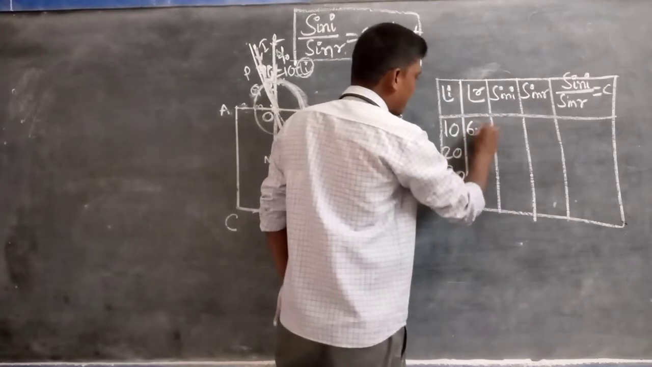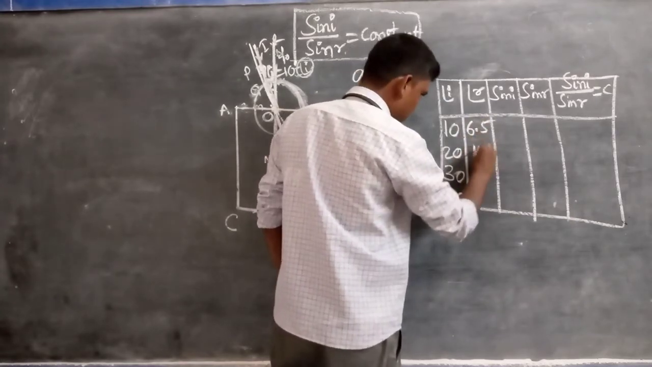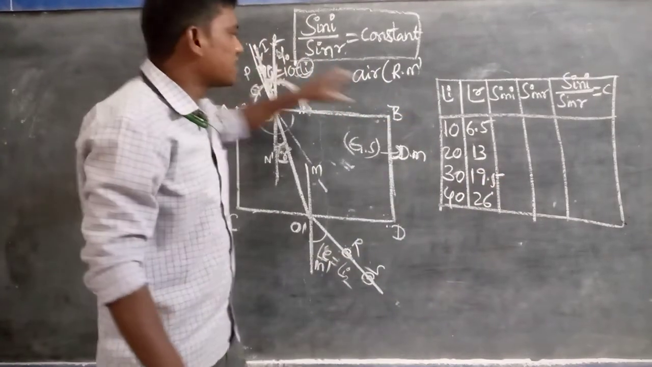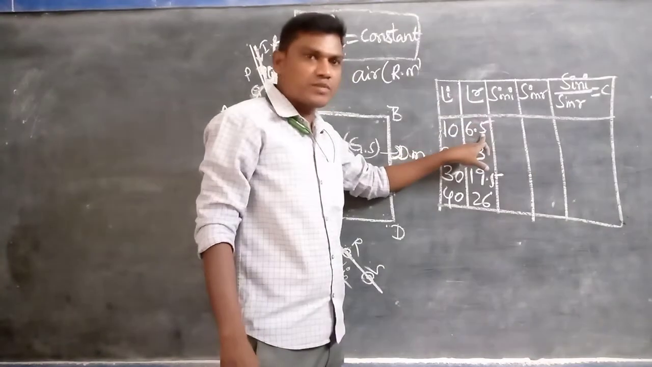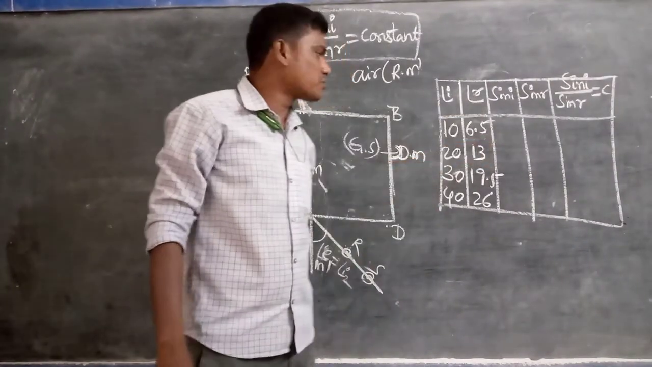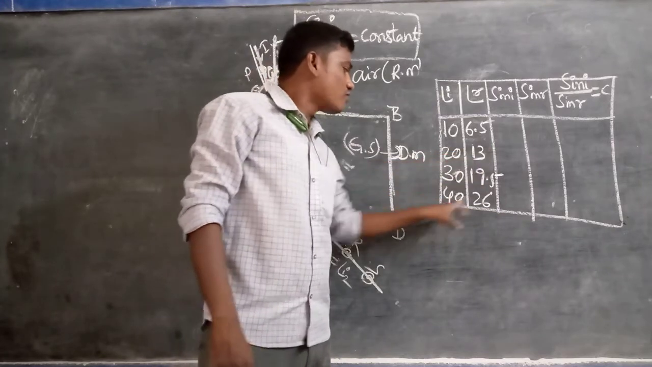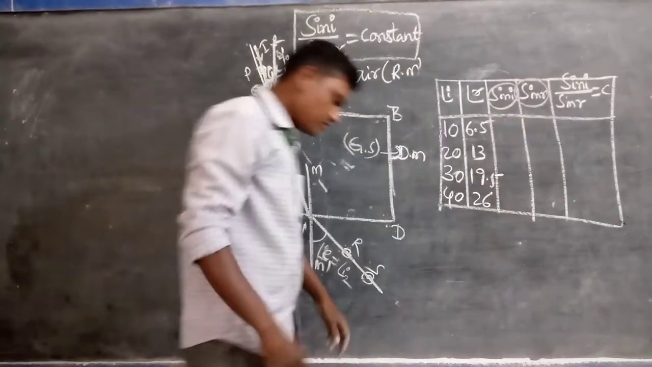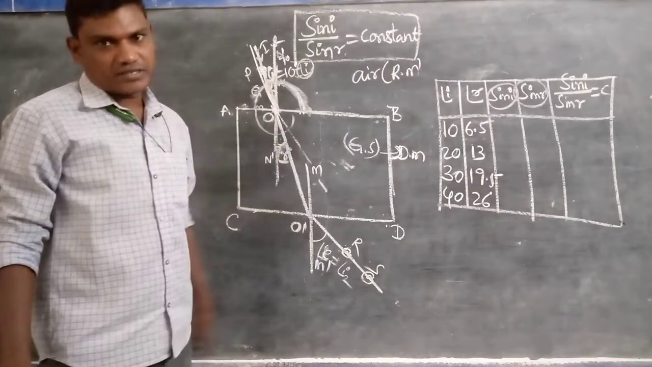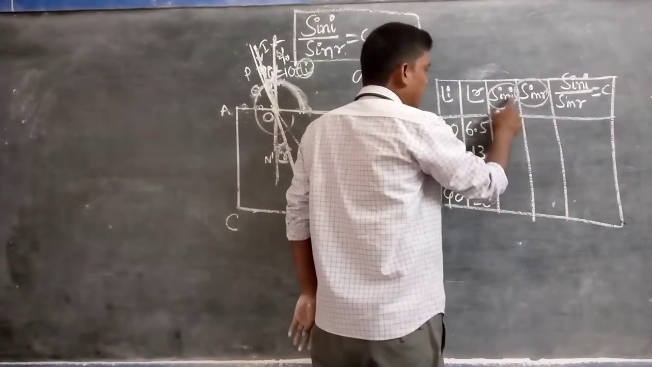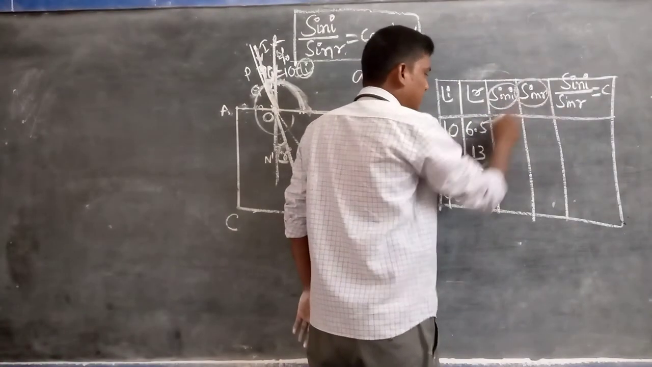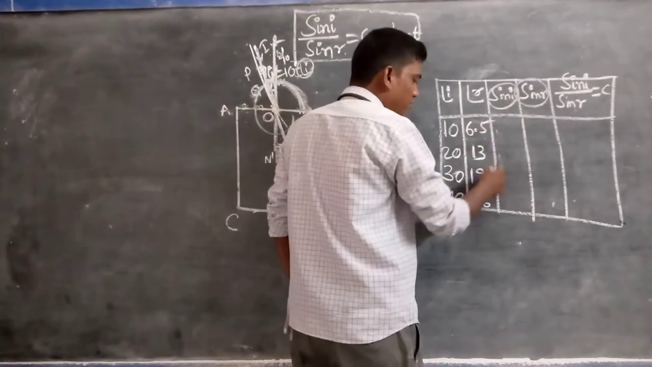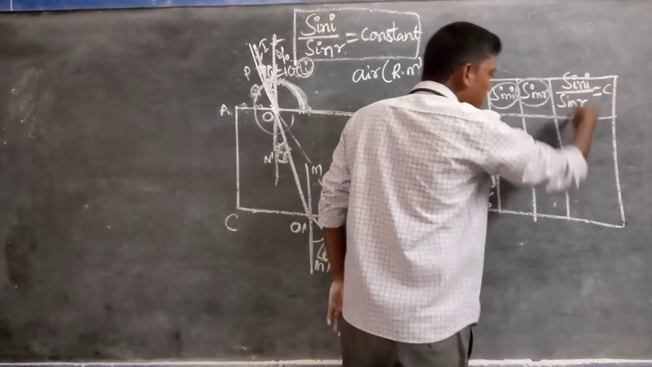For 10, experimentally we can find 6.5, for 20, 13, for 30, 19.5, and for 40, 26. So the angle of incidence in the air is 10 when the light travels through the semicircular glass slab. What is the angle of refraction? 6.5. By using the natural tangent, we can find the sin i value, which means sin 10 and sin 6.5. So sin 10 upon sin 6.5 gives one value. Like the same, we can do this for all, and finally we find the average of these values.